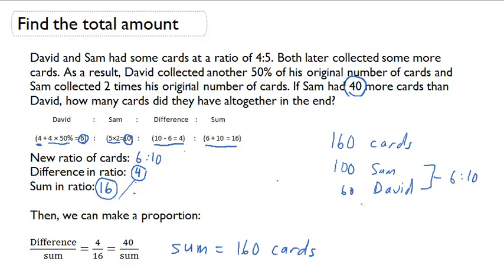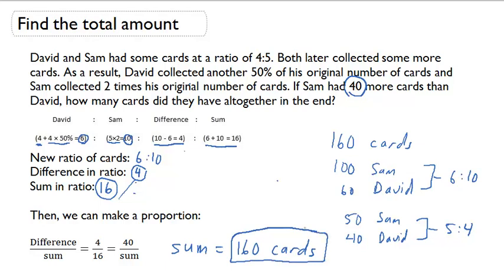Now, what did they have before they made the change? Sam, that means, had to have started with 50 because he doubled his cards, and David had to have started with 40 because he increased his by 50%. If we look at this, this also fits in our 5 to 4 initial ratio that we started with. So in the end, altogether, they had to have had 160 cards.